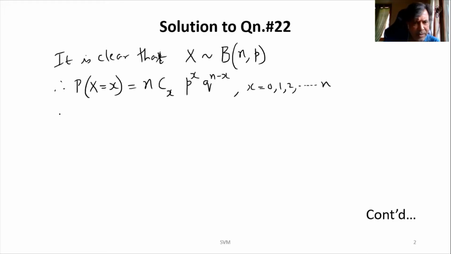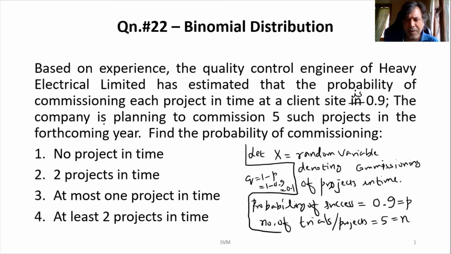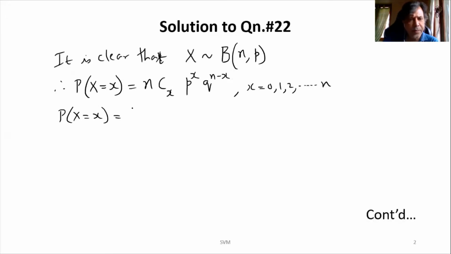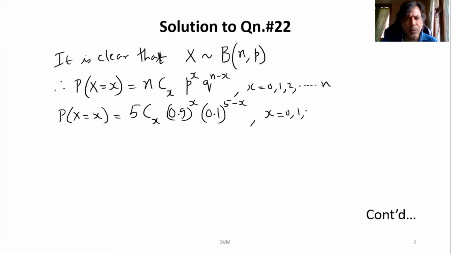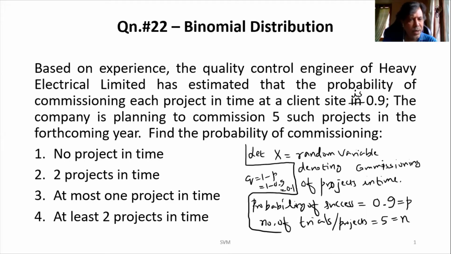So in this case, probability of X equal to x will be, we already know number of projects is 5. So n is taking the value 5, Cx. What is success rate? It is 0.9. So this p value is 0.9, then to the power of x. What is q? Already we calculated it is 0.1. So 0.1 power 5 minus x. And x is going to take values now 0, 1 up to 5 only, because there are only 5 projects we are expecting. Now, what are the questions? The first question is no project in time.